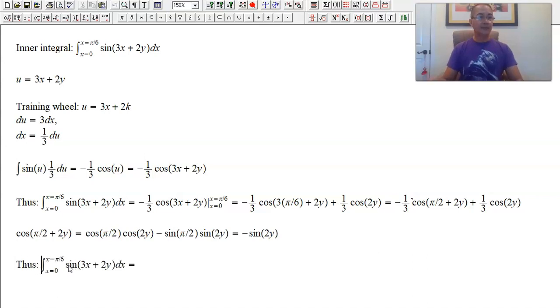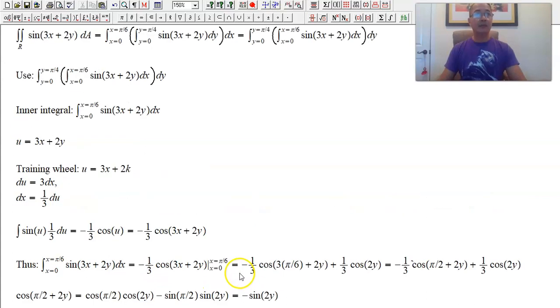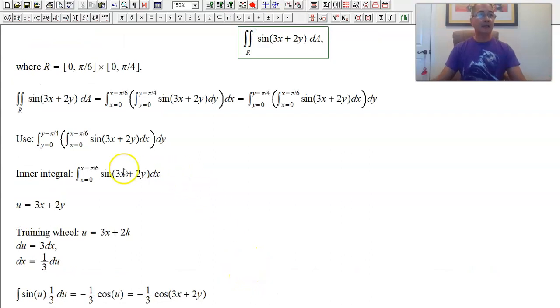Thus, this becomes 1/3 sine of 2y, and we have plus 1/3 cosine 2y. There we go. So notice that there is no x anywhere here. And that's because we plugged in constants for x, pi over 6 and 0. So x is completely gone. We get a function which is only in y. Okay? So that is what we will plug into the outer integral.